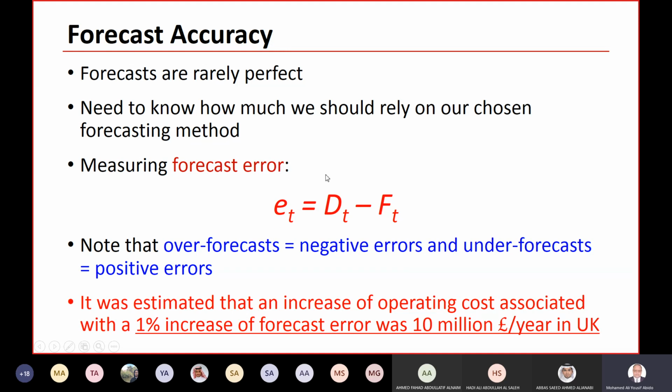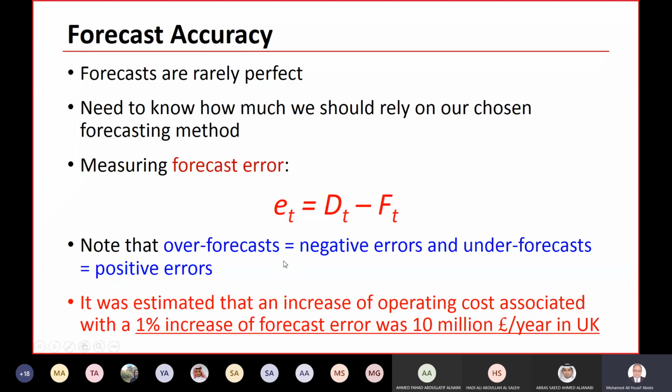Measuring forecast error, this is the forecast error, dt minus ft. You have the demand minus the forecast. You have historical data, and you apply one method to get the forecast, and then you have the demand and the forecast, and then you can get the forecast error, et equal to dt minus ft. Note that you may have over forecast, so the forecast is higher than the demand, so you have negative error, or under forecast or underestimate, so this is a lower value than the demand, so the error is positive.